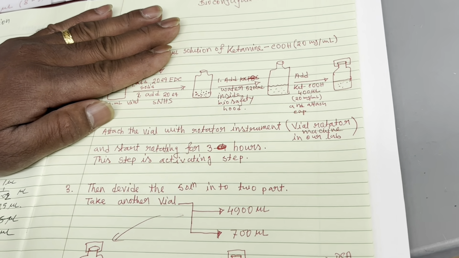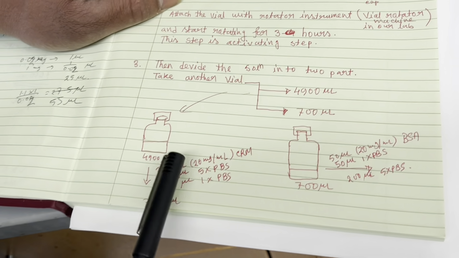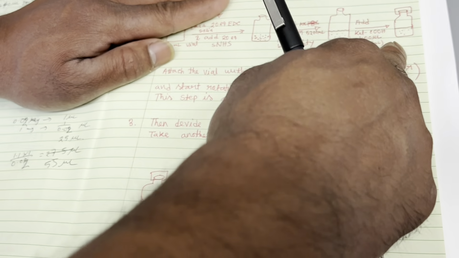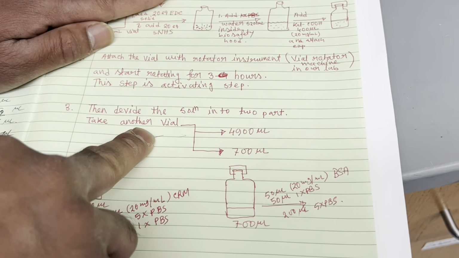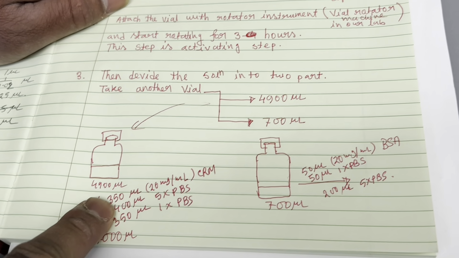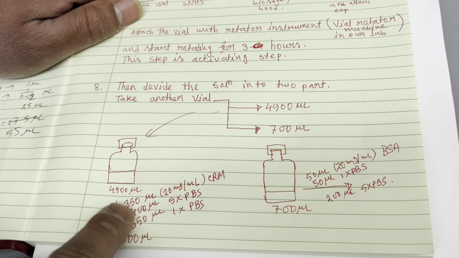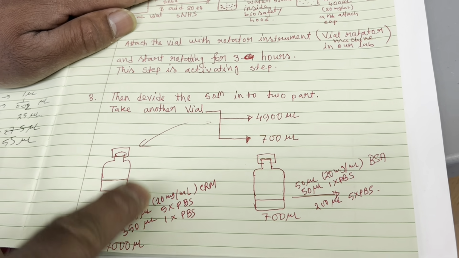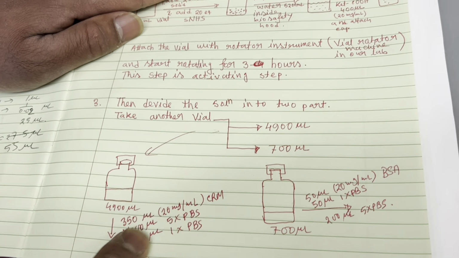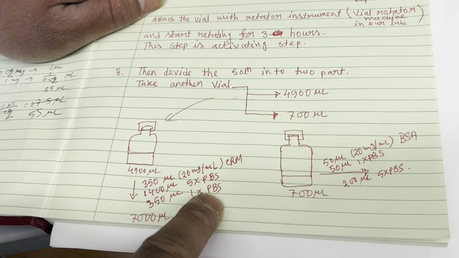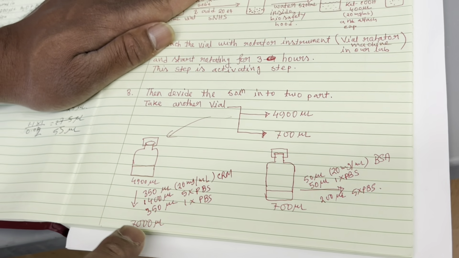That's why we changed the copy number. So that's why we changed the procedure: we will add the buffer and PPS later, once it is activated. Once we add this, then we will add those things. So the CRM protein, the carrier protein, gets 1400 microliter of the 5x PPS and 350 microliter of 1x PPS to make 7000.